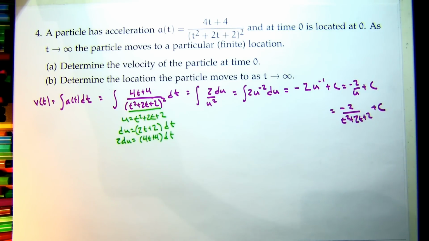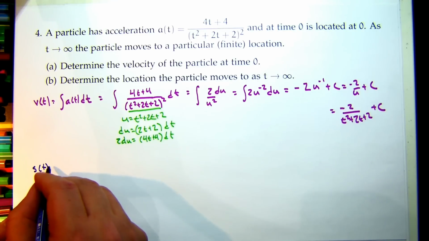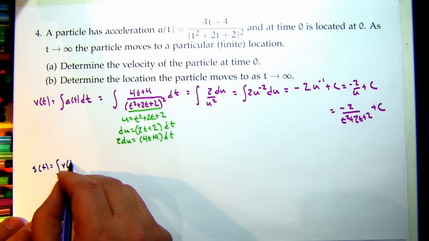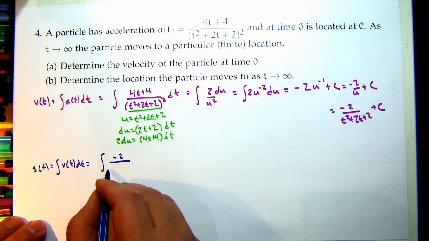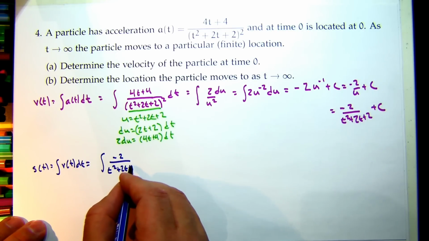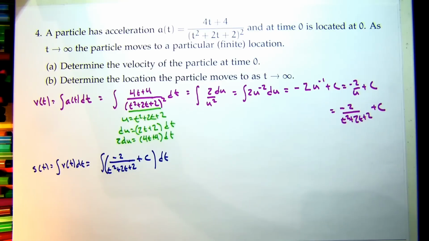All right, so that's our velocity. We don't have enough information right now to figure out c, because the only information we're given is information about what happens with position. So we just have to accept that c is there for the time being. So now we move on and say, well, let's go to position, because that's something we know about. So position is the antiderivative of velocity. So that's the antiderivative of negative 2 over t squared plus 2t plus 2 plus c dt. So the c comes along for the ride. Even though we don't know what it is, it still keeps going.